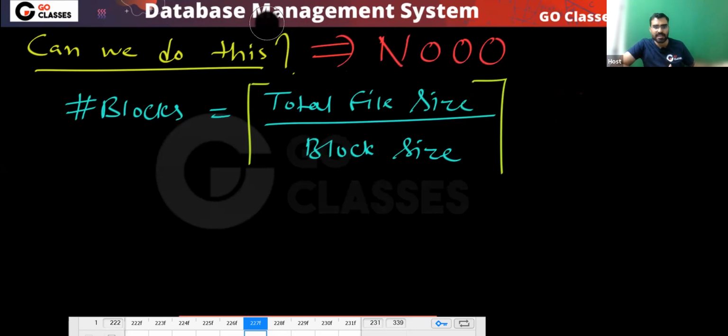And this is the most common mistake. Let me tell you, almost 3 or 4 years ago, I wrote some answers on indexing on the GATEOverflow website. In most of my answers, there will be at least 1 or 2 comments where students ask, sir, can we do this? Total file size divided by block size. Can we do this? This is wrong.